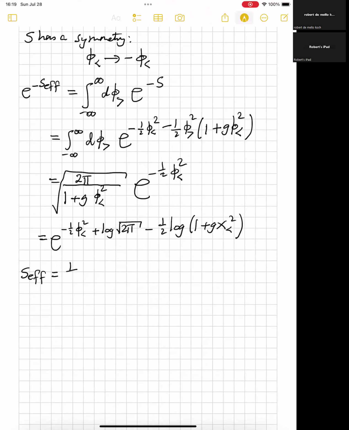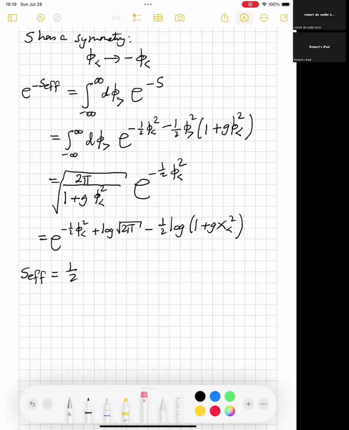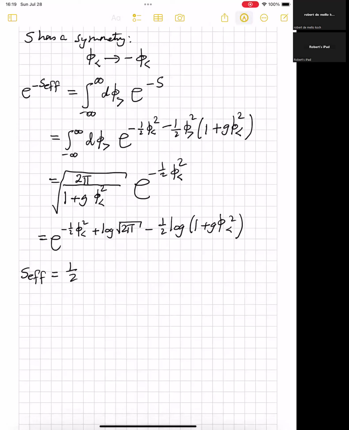We've got 1/2. Oh, sorry. Let me just correct this notation. That's phi less than squared. Okay, good. So we've got 1/2 phi less than squared. And then we've got minus 1/2 times the log of 2 pi.